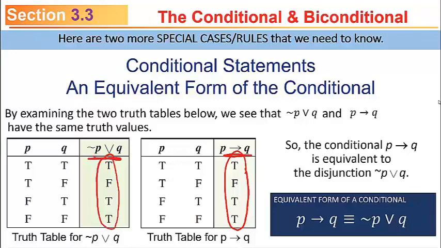So what I've shown is that the conditional P implies Q is equivalent to the disjunction not P or Q. And we tend to use this symbol in the middle, not an equal sign, but three horizontal bars, as the word equivalent. For our purposes, we're not making much of a distinction between equivalent and equal, but technically that three-bar symbol means equivalent. So P implies Q is equivalent to not P or Q, and I know that because I looked at the truth tables on the left and saw that they produce the same truth values. So that's the first of the new special case rules that we need.